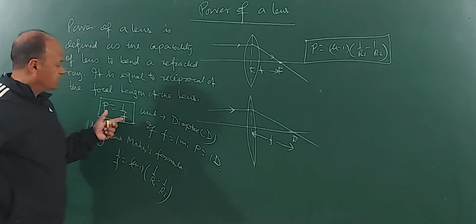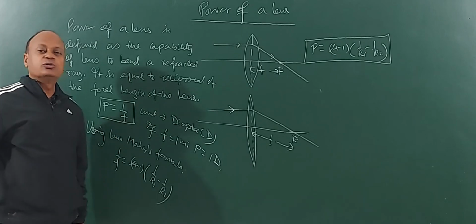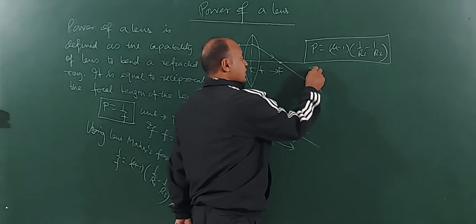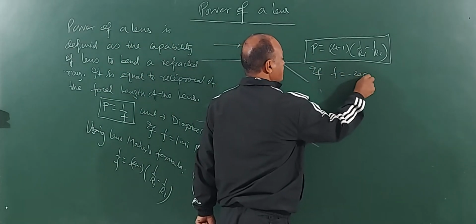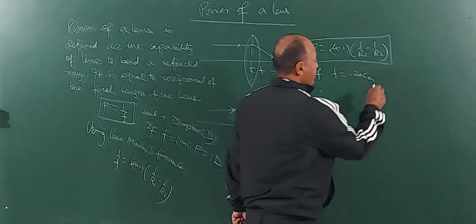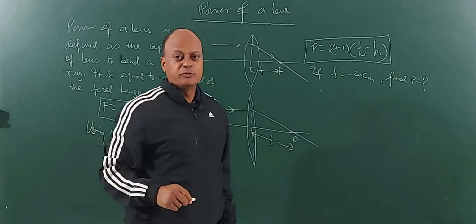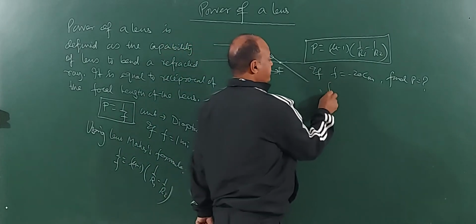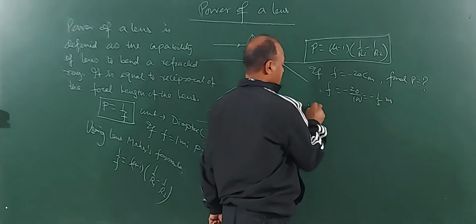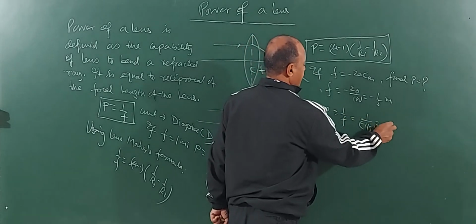If you know the focal length, what will you do? You take its reciprocal, but make sure that you convert the focal length into meter. Like suppose I say the focal length is minus 20 centimeter, so I need to convert it into meter. So find its power. I need to convert focal length into meter first. Bear this in mind. And F will be minus 20 by 100, which is minus 1 by 5 meter. The power will be 1 by F, which is minus 5.